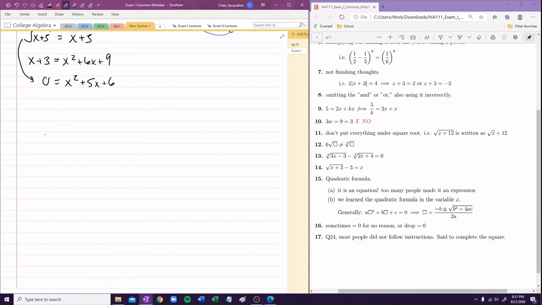So let me just tell you about the general. In general, I have a box squared plus b box plus c is equal to 0. Then I can just say box is equal to, and then the whole expression right there on the right. Because keep in mind we are solving. What is the quadratic formula? Remember, it derives from completing the square. But what does completing the square do? You're trying to find the zeros of x. You're trying to find the solutions.